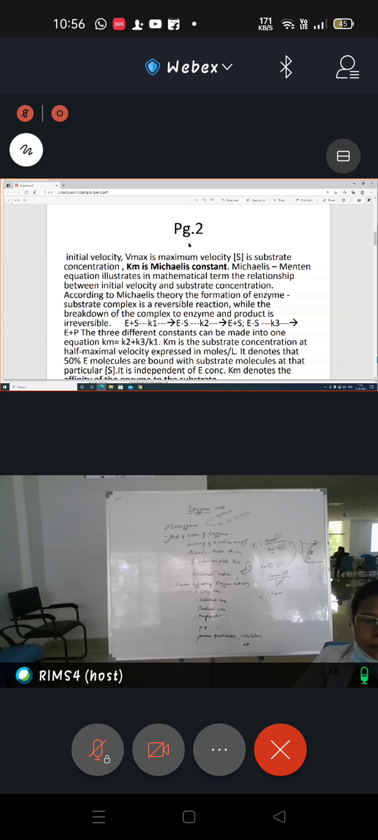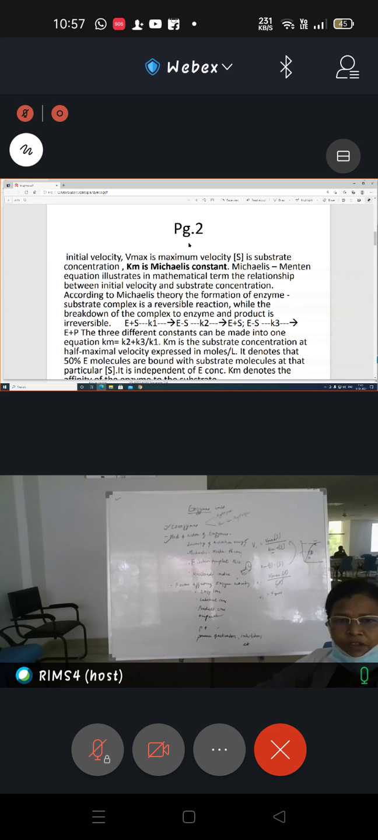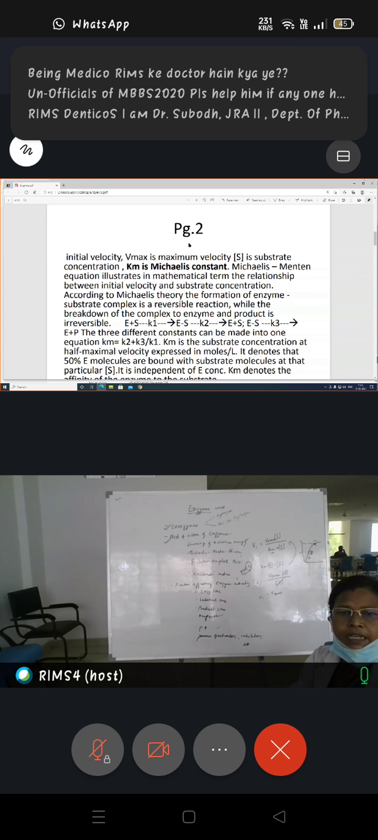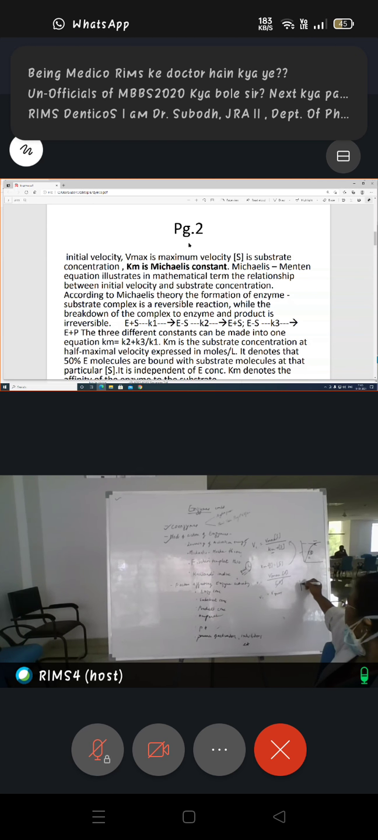So we can see what the rate of reaction is at the different points. Again repeating, at point A, it is proportional to the substrate concentration. At point B, the velocity is half the maximum velocity. At point C, the velocity is the maximum velocity. Km is the substrate concentration at half the maximum velocity, as I told you. And what does the Km denote?